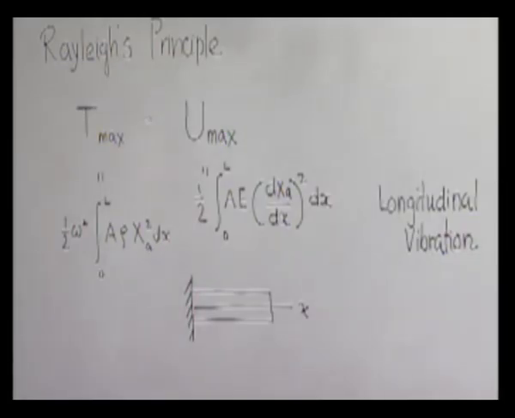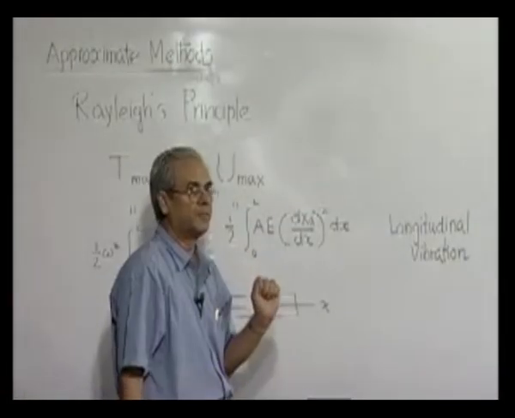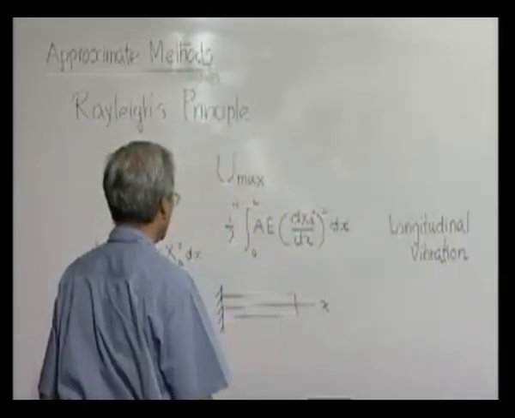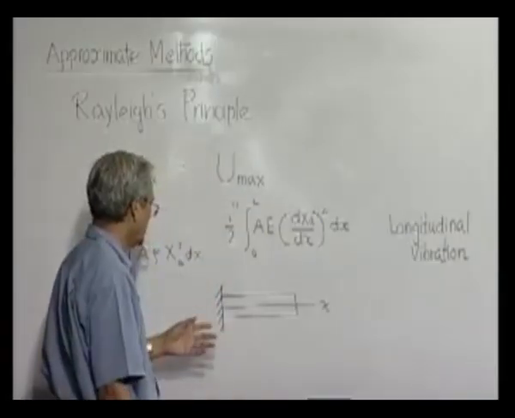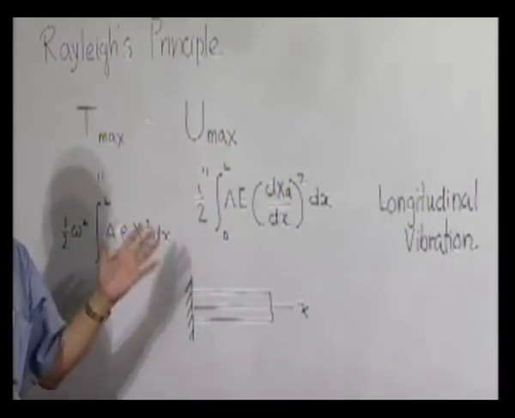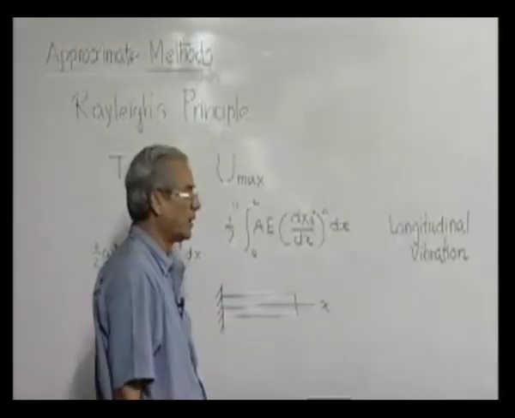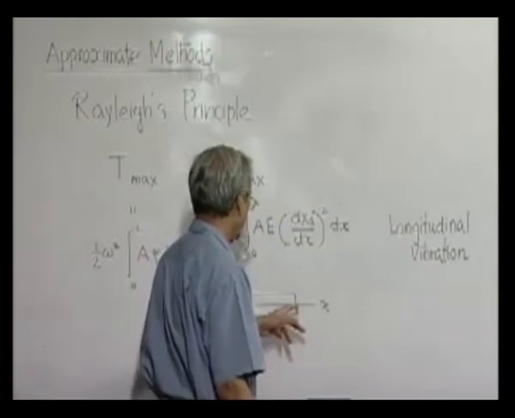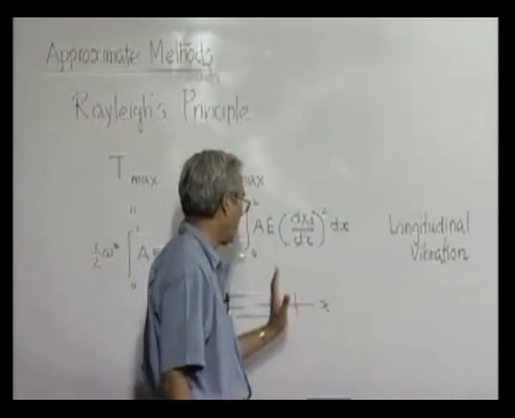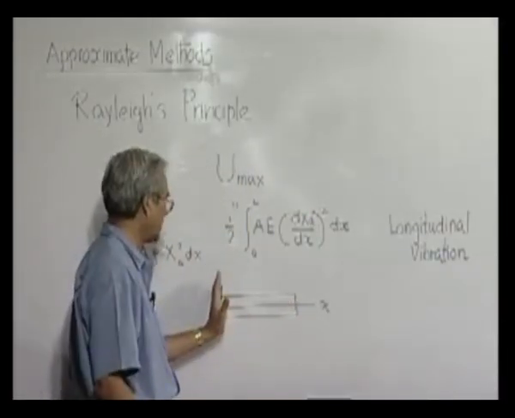But one thing we should keep in mind, to get meaningful values, is that whatever mode shape we assume, it must satisfy the geometric boundary conditions. Geometric boundary conditions are those which depend on only the deflection or the slope of the particular cross section, whereas the other kind of boundary conditions, for example, this end is free from, say, a force, whereas this end is free from any displacement. So this is a geometric boundary condition.